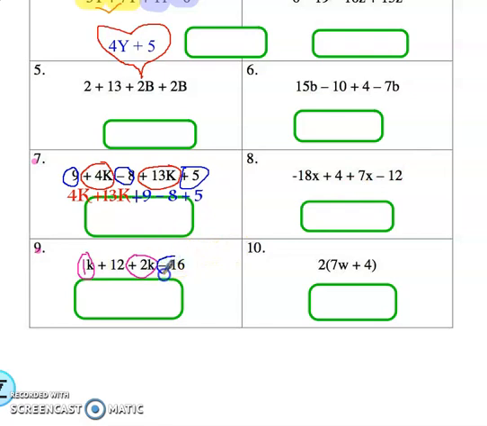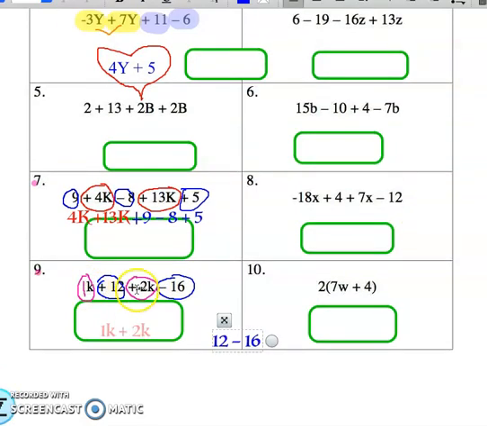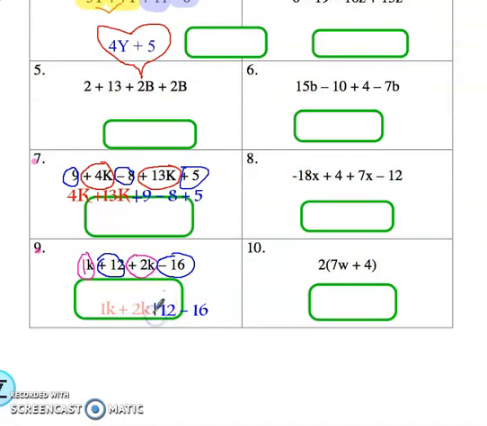I circle the negative with the 16 because it's -16. And I circle the positive with the 12 because it's +12. But when I rearrange them, down the 1K and the +2K, I bring down the 12 and the -16. Since 12 is positive, I'm going to put a plus in there.